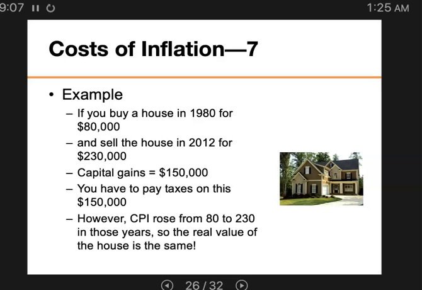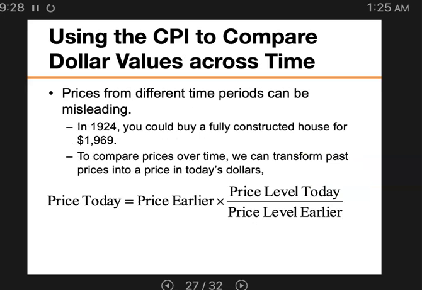However, when you check, the CPI in the year 1980 is only 80, and the CPI in the year 2012 is 230. So the real value of the house is basically the same, right? It's just increased because of the price level change. It's not the value of the asset at all. Now, in order to make those numbers comparable, this is what we did with the Coca-Cola, Hershey's chocolate bar, and Oreo cookies. We need to use a formula, right?